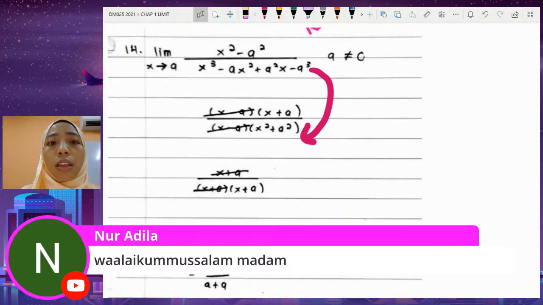Otherwise, if the a value here is a number, then you may use your calculator. But this is not a number. It consists of unknown a. So therefore, you have to manually use the factor. Okay, what I want you to share here, the tips, is at the front, at the top.